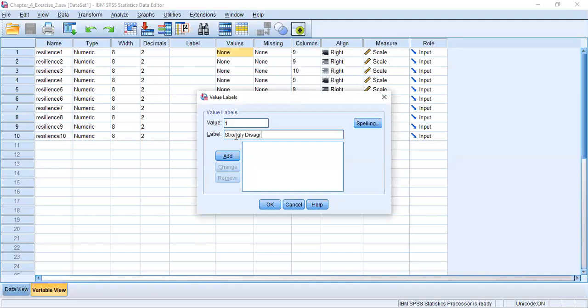disagree, 2 means disagree, 3 means partially disagree, 4 means neither agree nor disagree, 5 means partially agree, 6 means agree, and 7 means strongly agree.